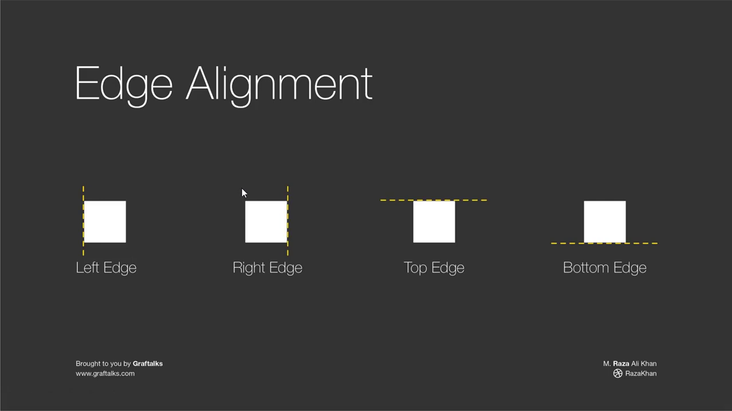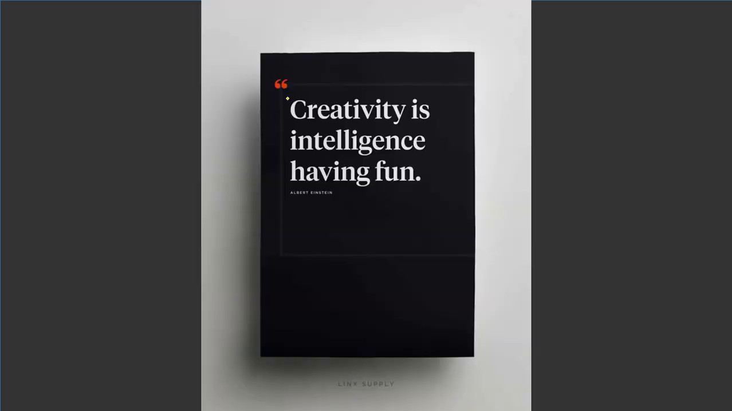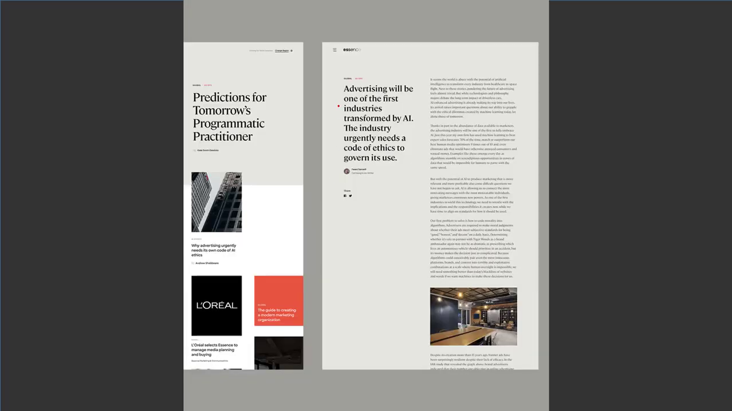Now that we are done with the basics, let's see some examples. In the first example, you can see that the text over here is justified. So both its left and right sides are aligned. In this example, the text is aligned to the left. Not only that, but if we consider this part as a separate box and this Albert Einstein as a separate box, these two are aligned to the left as well. Similarly, all of these texts are left aligned.